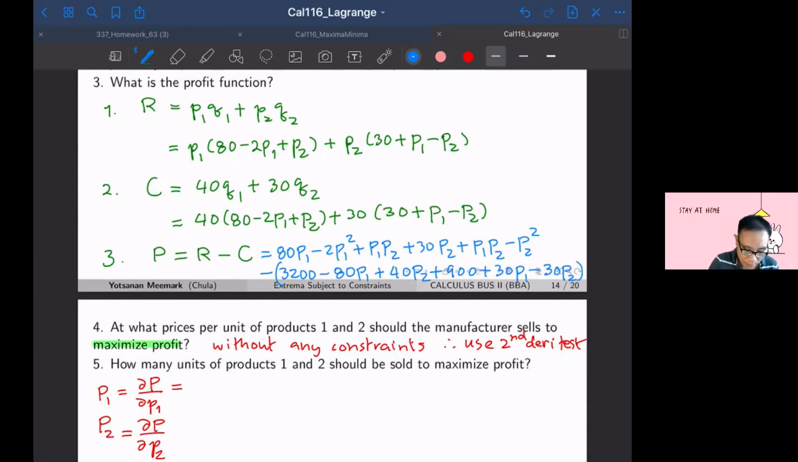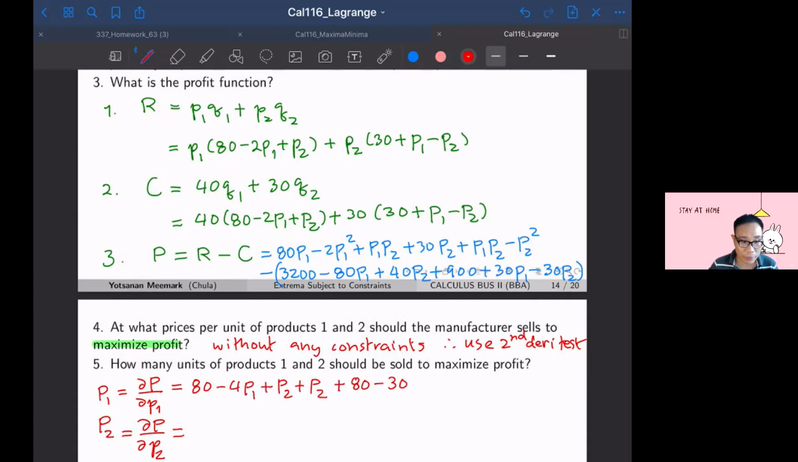So you're gonna differentiate this. You see that it's gonna be 80. So it's 80, differentiate with respect to P1, minus 4 P1, and you're gonna have P2 plus P2 and the rest of the terms here. So you have negative minus, so it's going to be plus 80 minus 30.